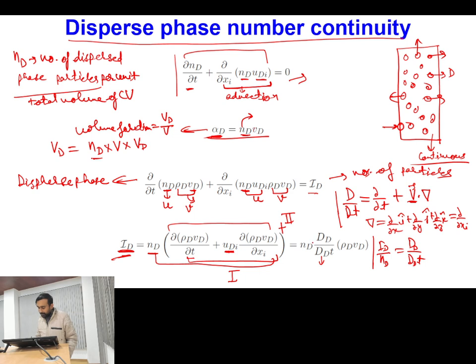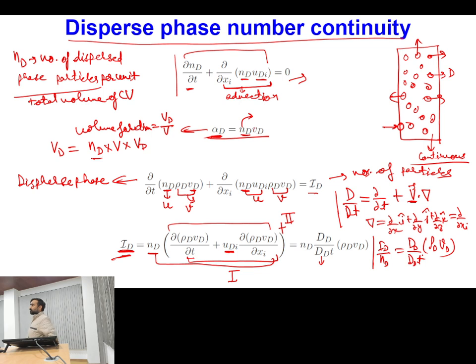So now from here you can simply see that Id by Nd is nothing but equal to d by ddt of rho d vd. What is rho d vd? Rho d vd is nothing but the mass of the dispersed phase. So you can see that the mass interaction term per unit number of particles of the dispersed phase is nothing but equal to the Lagrangian derivative of the mass of an individual particle. So that is the physical meaning.